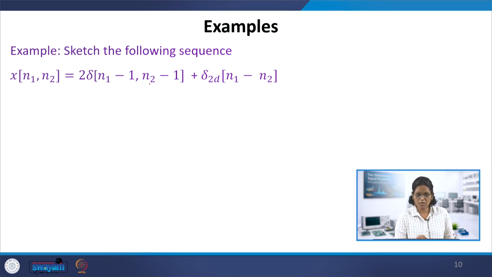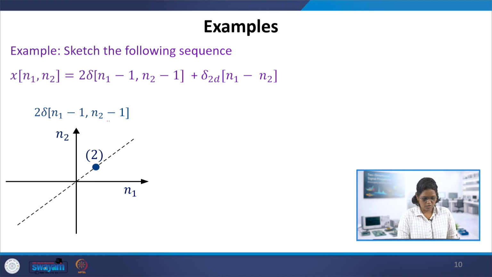So, we have seen that δ(n1, n2) is a 2D impulse, and if you shift it by one sample in both directions and multiply by 2, what sequence do we get? Here n1 is shifting and n2 is shifting. At this point (1, 1) the magnitude is 2, that is, the amplitude given is 2. So the sequence 2δ(n1 minus 1, n2 minus 1) has value 2 here.